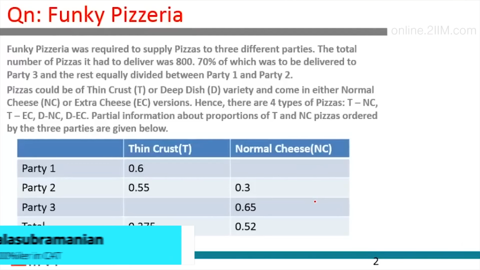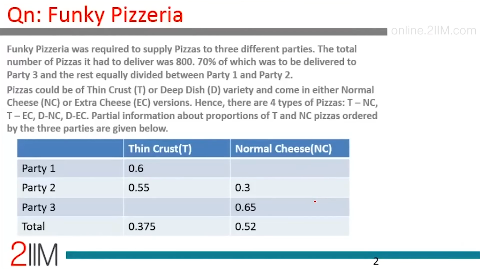Funky Pizzeria was required to supply pizzas to 3 different parties. The total number of pizzas it had to deliver was 800, 70% of which was to be delivered to party 3, and the rest equally divided between party 1 and 2.